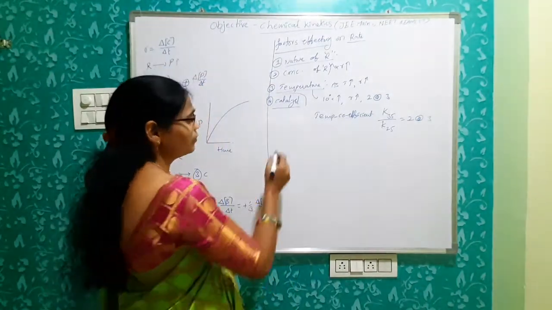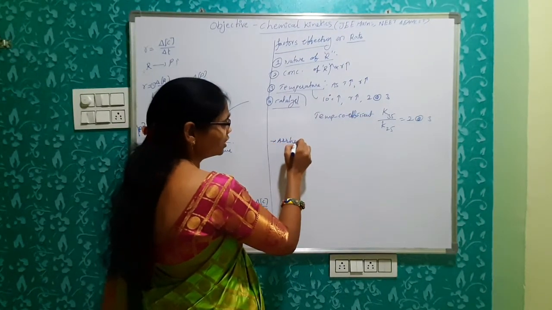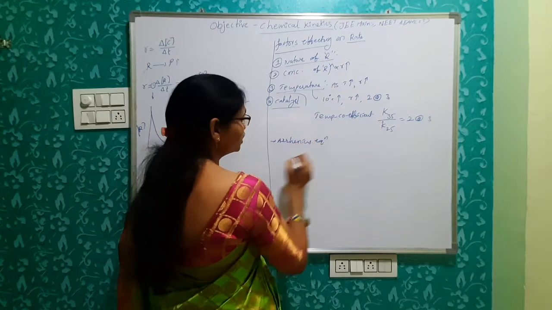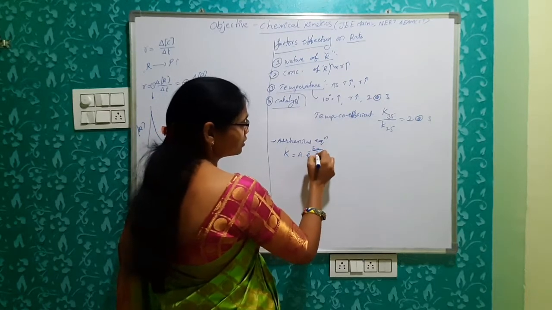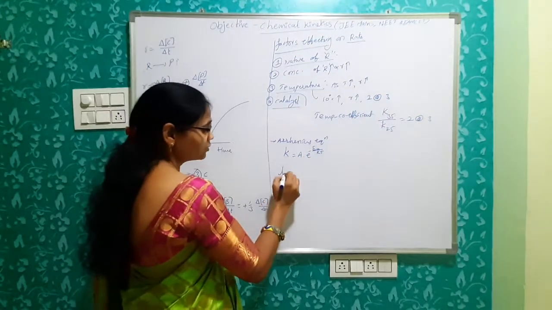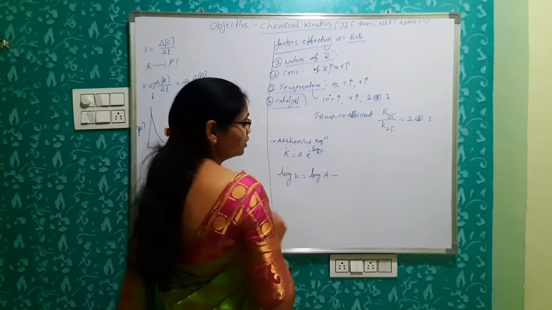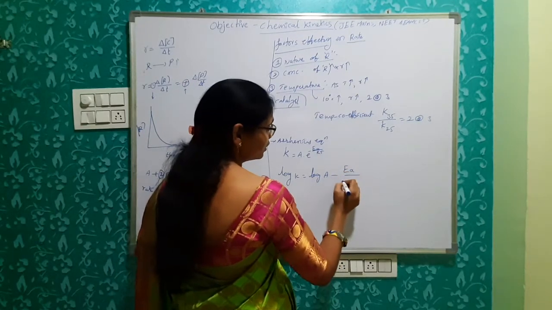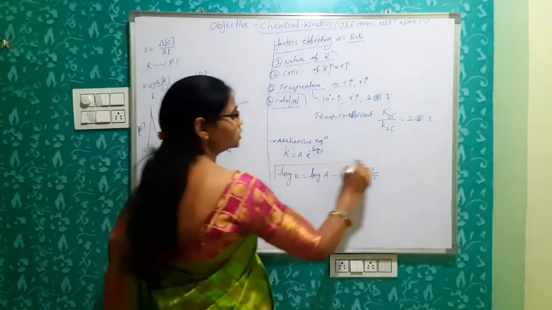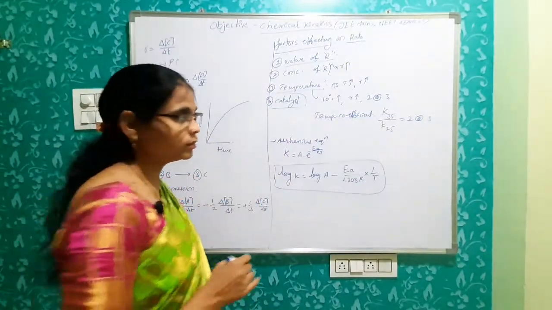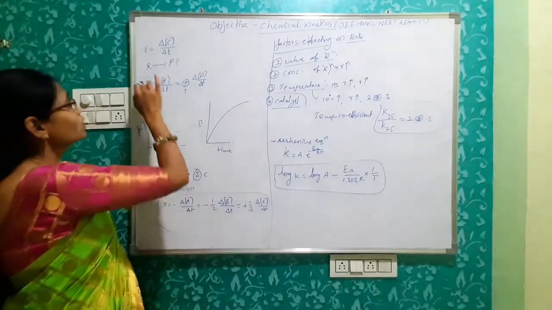Next, the effect of temperature is explained by the Arrhenius equation. That is, K, the rate constant, is equal to A e to the power minus Ea by RT. By applying logarithm, we get log to the base 10 of K is equal to log to the base 10 of A minus Ea by 2.303 R times 1 by T. These formulas are very important for objective bits.